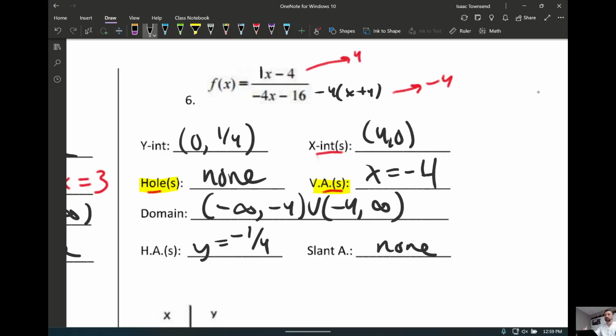So coefficient just means the number that's being multiplied by something. Like 5x, the coefficient is 5. Leading coefficient means the number that's being multiplied by the x with the biggest exponent. So the leading coefficient of the numerator is 1, and the leading coefficient of the denominator was -4. And that's where I got -1/4.